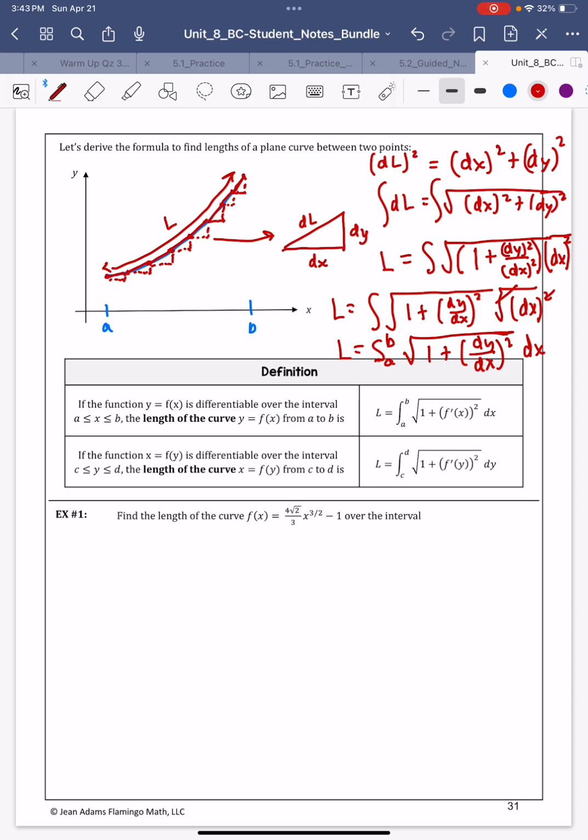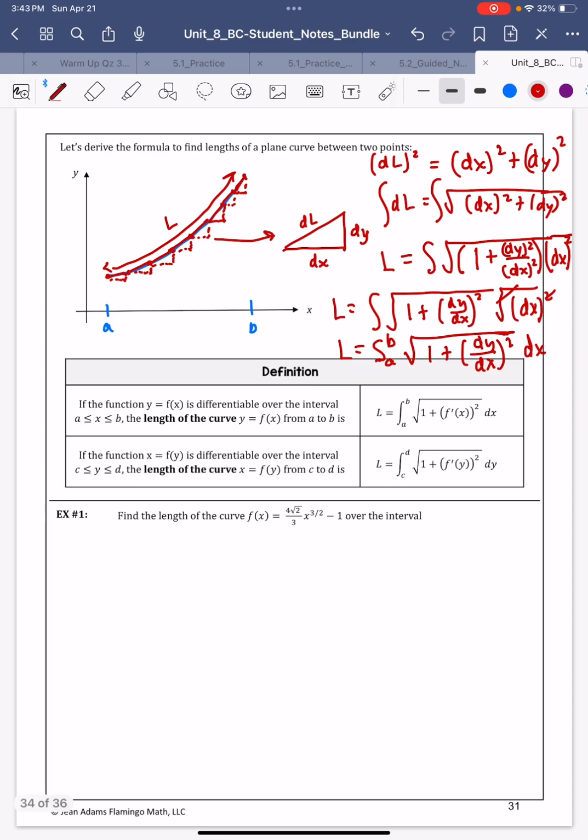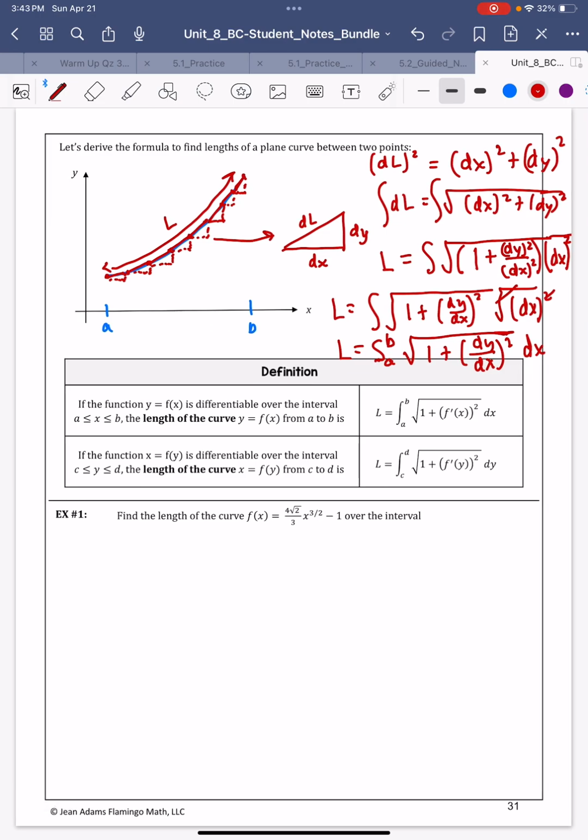So, arc length definition. If the function y equals f of x is differentiable over the interval from a to b, the length of the curve y equals f of x from a to b is the integral from a to b, square root of 1 plus f prime of x squared dx. If it's x equals f of y, then we would be looking at y values c to d, and the length of the curve x equals f of y from c to d is L equals the integral from c to d square root of 1 plus f prime of y squared dy. So we can do it with respect to x or with respect to y. Find the length along the curve.